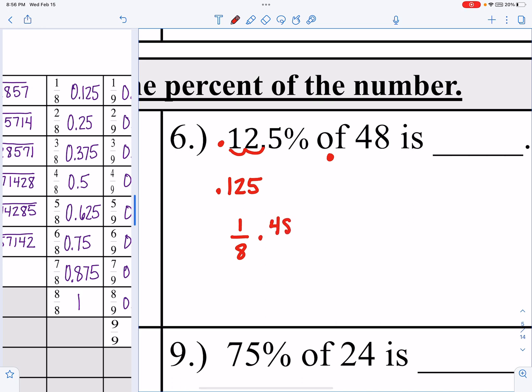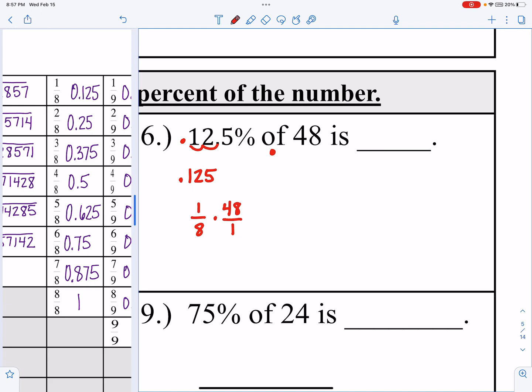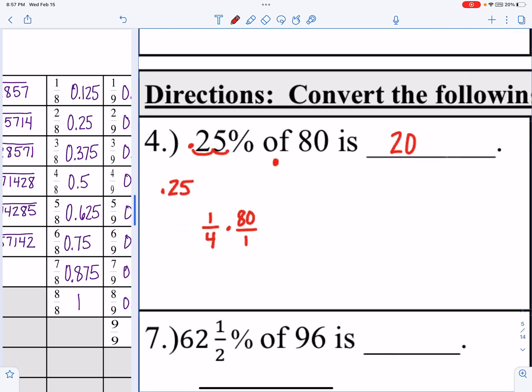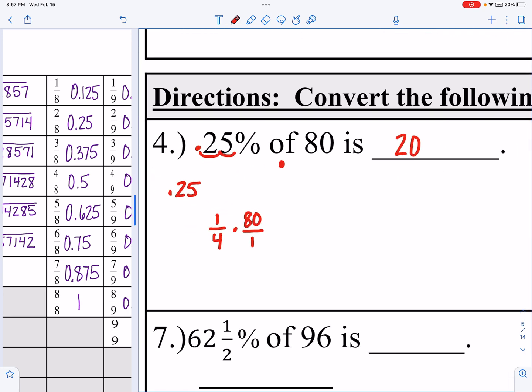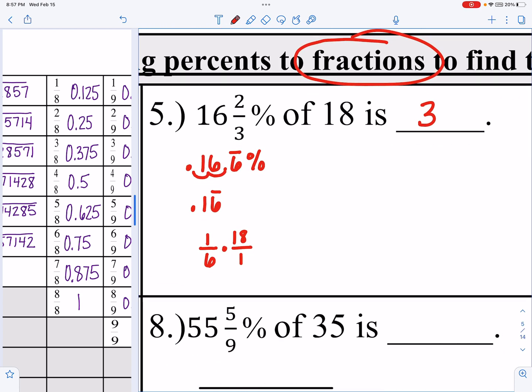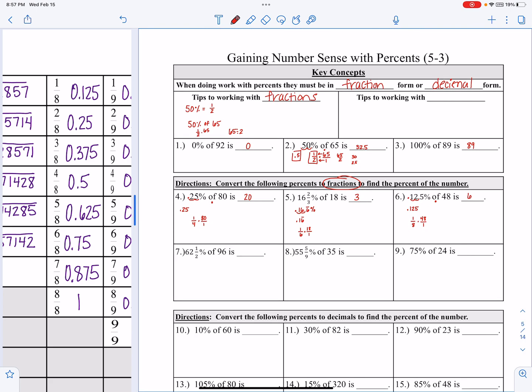I'm going to write it like this, over 1. You can join that together and we have 48 divided by 8. We know that 6 times 8 is 48, and so our answer is 6. So let's check reasonableness here. Think about this: 1/4 of 80 is 20. That makes sense. 1/6 of 18 is 3, and that makes sense. And 1/8 of 48 is 6. Those are reasonable and make sense.